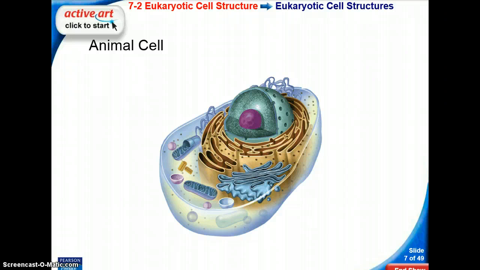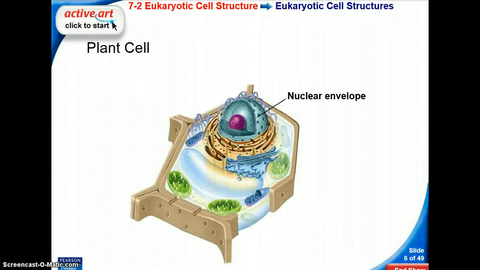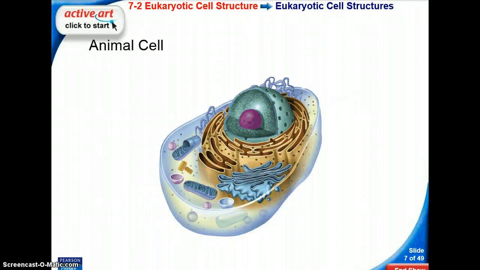Here's an animal cell. A good thing to know is that a plant cell looks different than an animal cell. So in an animal cell, we have the nucleus, just like before. We also have the nuclear envelope, rough endoplasmic reticulum, the centrioles, mitochondrion, Golgi apparatus, ribosome, cell membrane, a different ribosome, and the smooth endoplasmic reticulum.